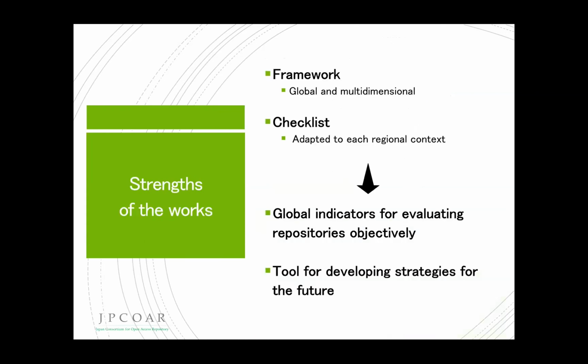Why not try such an approach on your own repository? Through the framework, we can see global trends in the requirements for systems and operations of open access repositories. And through the checklist, we can make a more detailed assessment, including our own local situation. Through this, we will be able to evaluate repositories objectively in the light of global standards. And I think that it leads us to consider the strategy of our repository.